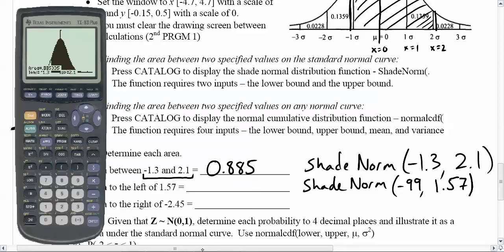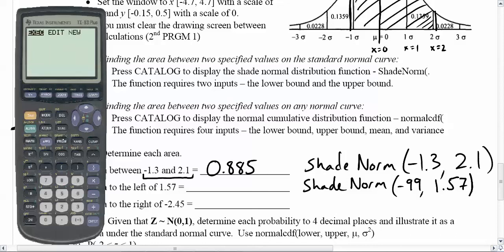If you try to graph this, nothing happens. So I go to my graph again. I do second enter so I don't have to search for this in the catalog. Negative 99, 1.57. I graph it, nothing happens. So what you have to do is after you've graphed something, you actually have to clear the drawing.